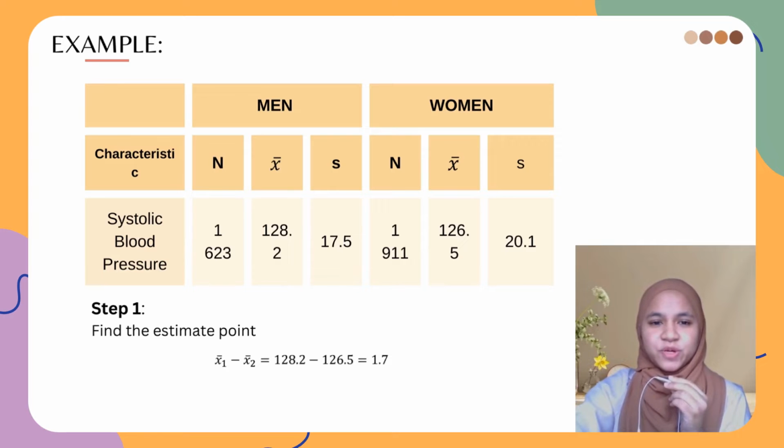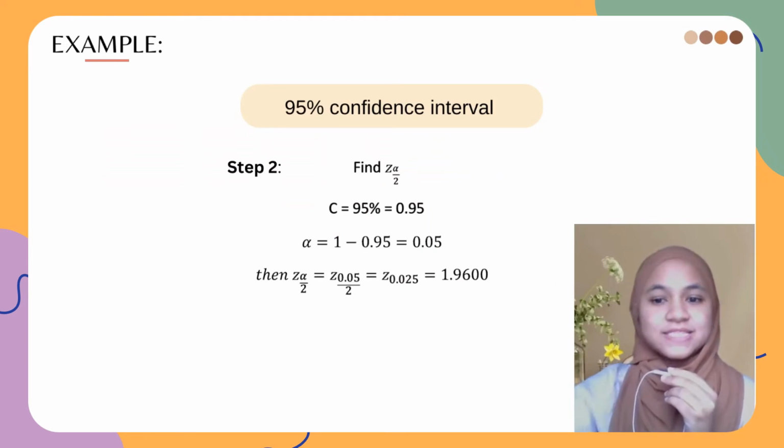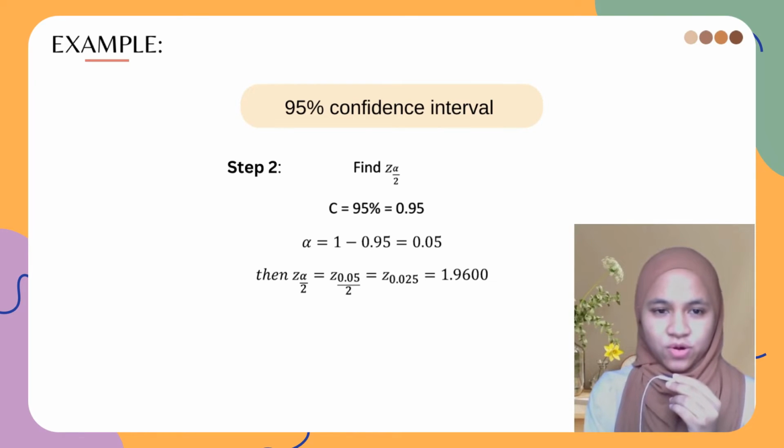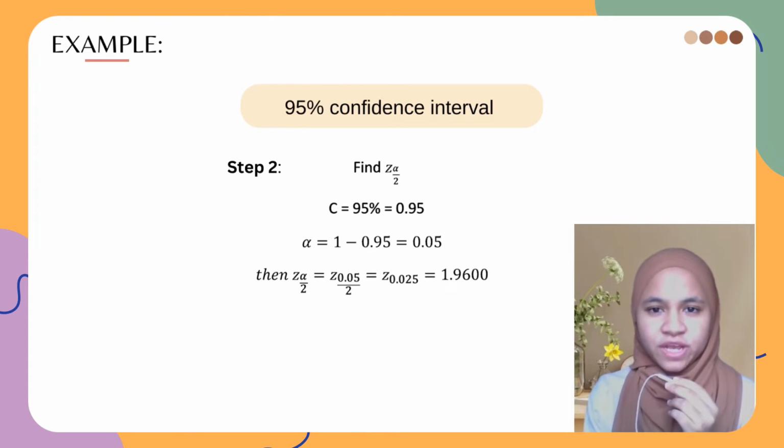Step 1. Find the point estimate, which means you need to subtract the means: 128.2 minus 126.5, and in this case, the answer will be 1.7. Step 2. Find the z-score. 95% confidence interval is equal to 0.95. So, to find alpha, 1 minus 0.95, and we're going to get 0.05. From the value, we need to divide by 2. After that, find the z-score using the table of percentage points of the normal distribution.